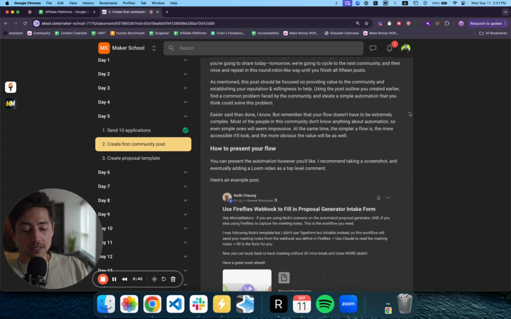I know it's easier said than done, but remember that your flow doesn't actually have to be extremely complex. Most of the people in the community don't actually know anything about automation, so even the simple ones are going to look impressive. And at the same time, the simpler a flow is, the more accessible your flow is going to look, and the more obvious the value will be as well.